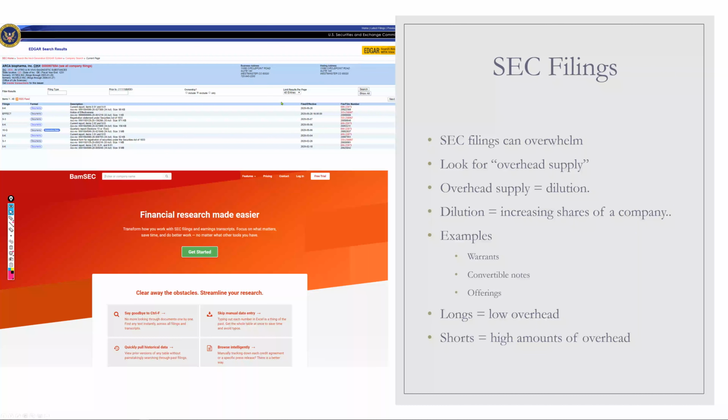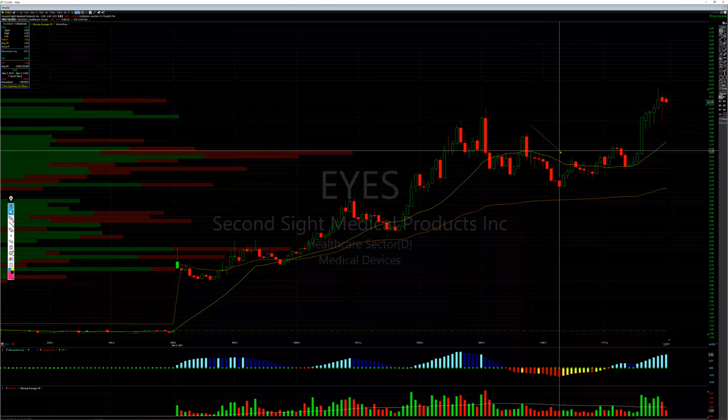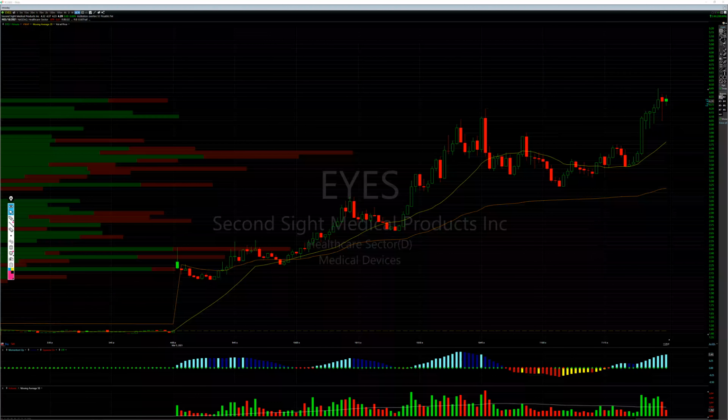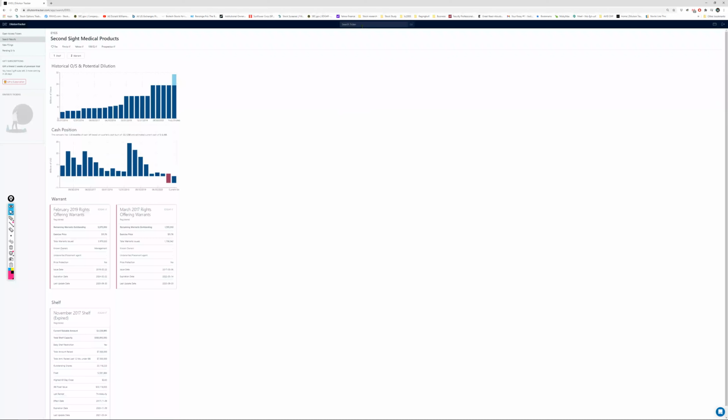Man, I'm tempted to trade this. I'm not going to trade. You got a lot of shorts trapped in here, so it could really go parabolic. And this is a good point, a good time to show you the dilution on EYES. Again, I use dilutiontracker.com. I trust this website. You should learn how to read the filings, and we'll go through that in a minute.